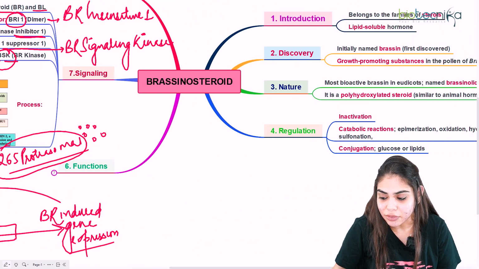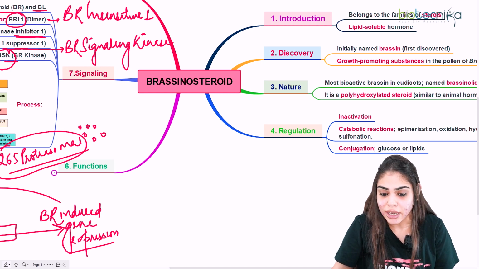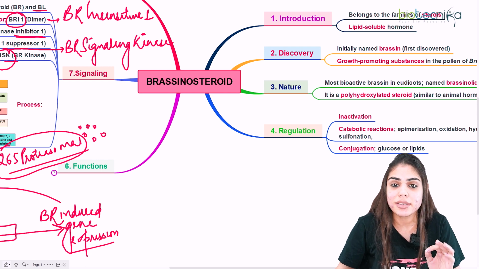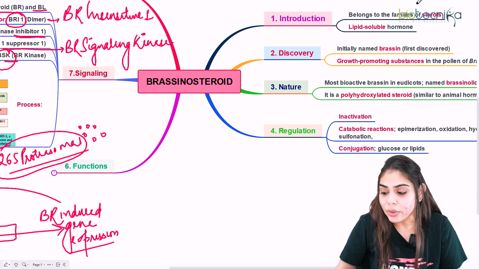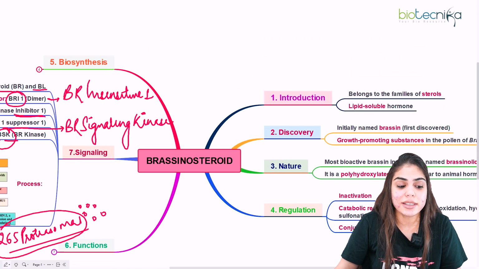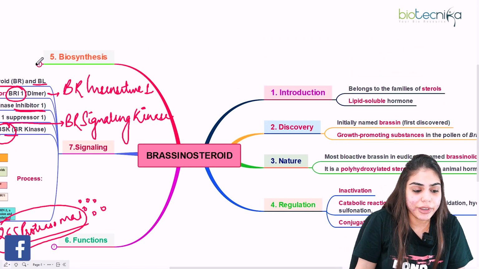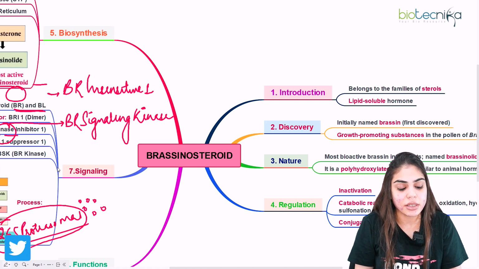And we have completed the phytohormone brassinosteroid, where we have seen the introduction, the discovery, what's the nature of this phytohormone, what's the active form, how it is regulated in plants, as well as the functional profile of this. And along with this, we have also seen the biosynthetic mechanism, where we have seen that campesterol is acting as a precursor for the synthesis of brassinosteroid.